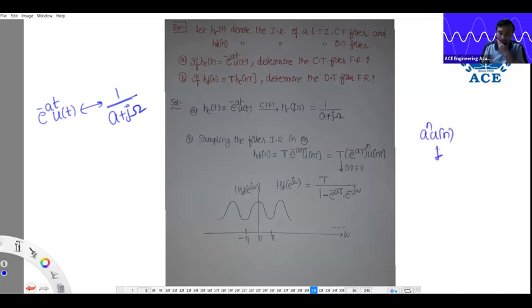What is a power n u[n] spectrum? We know it is 1 by 1 minus a e power minus j omega. That way I have written the answer. Roughly I have drawn the frequency response from minus pi to plus pi. This is a rough curve drawn for the range minus pi to pi, and it periodically repeats.